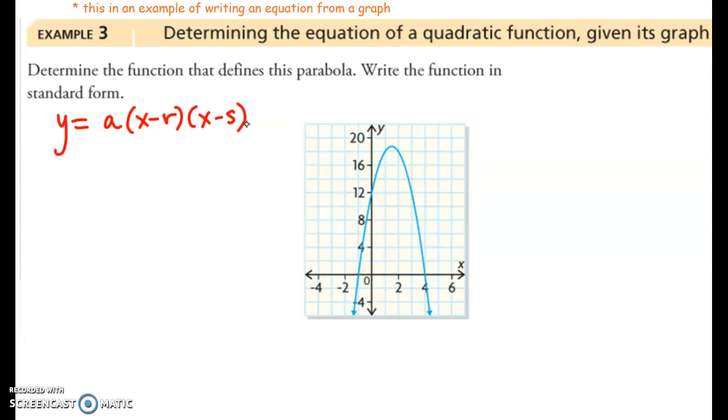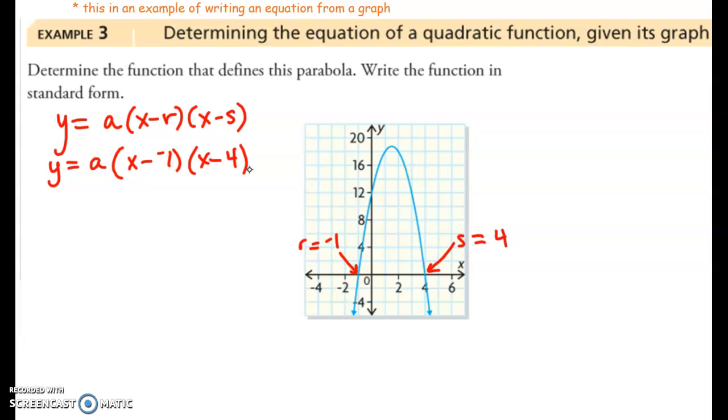Right away, looking at the graph, we can see those factors. Here's s, and here is r. So r would be negative 1, and s would be 4. Now it doesn't matter which one of these you choose to be r or s. Okay, so let's write that part in. x minus negative 1 and x minus positive 4. Okay. Now, this looks pretty good.